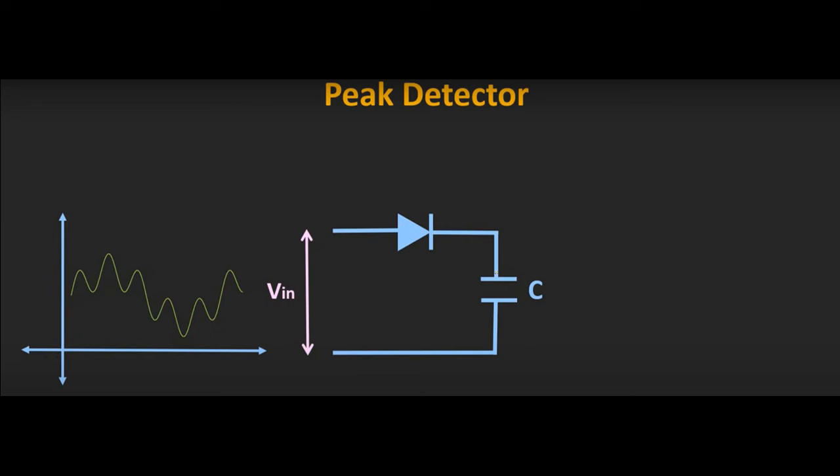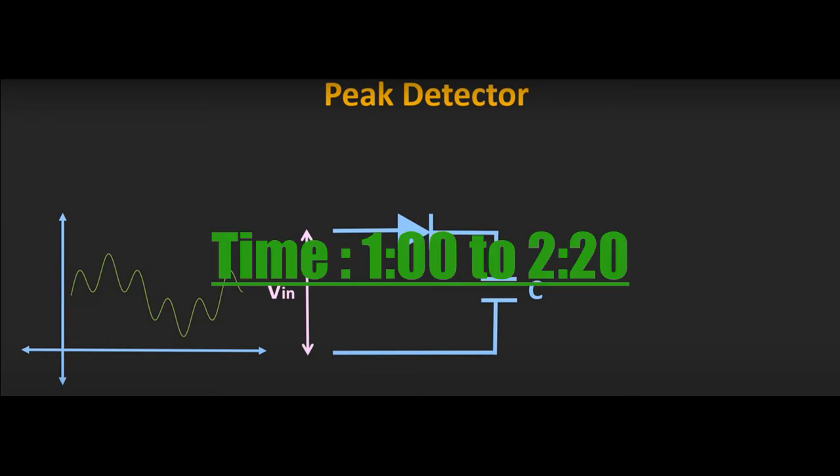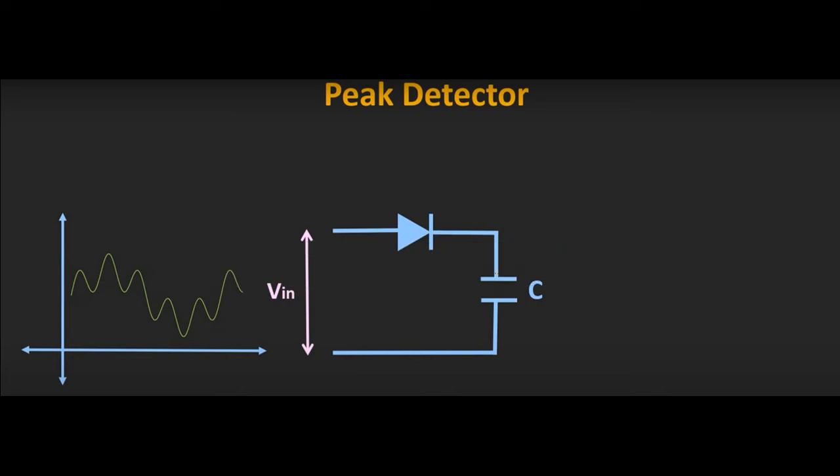If you want a detailed description of the peak detector circuit, I already linked the video explaining this in the description box, and I am also going to put a timestamp here, as you can see on your screen right now. From this timestamp to this timestamp, you can understand the working of this circuit. Let's go to our circuit and LT-Spice implementation.